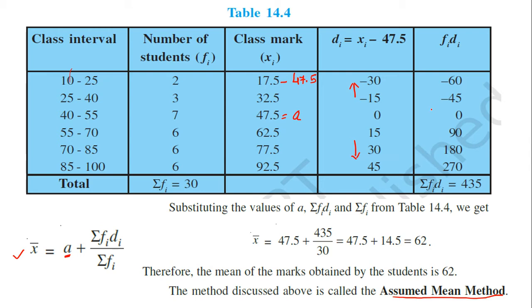Then now this is your di, and now one more column we have to add, that is your fidi. So that is nothing but fi is 2 here and di is minus 30, so 2 into minus 30 is minus 60, as well as 3 into minus 15 is minus 45, 7 into 0 is 0, and all these numbers came. Okay, here sigma fidi is nothing but 435. Sigma means summation of all these fidi.